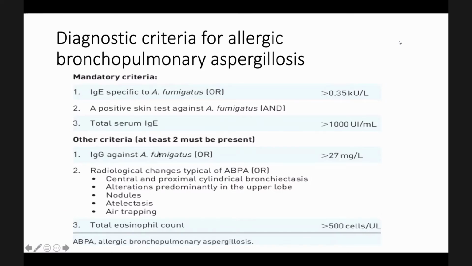IgG against Aspergillus fumigatus, and radiological changes typical of ABPA, that is proximal cylindrical bronchiectasis, alterations predominantly in the upper lobe, nodules, atelectasis, and air trapping. And another is a total eosinophil count of more than 500 cells per microliter. If these criteria are met, then we can diagnose ABPA. The treatment is mainly steroids and antifungals like itraconazole, voriconazole or posaconazole for allergic bronchopulmonary aspergillosis.